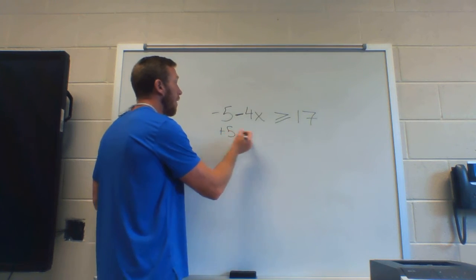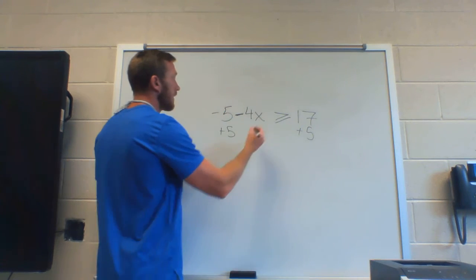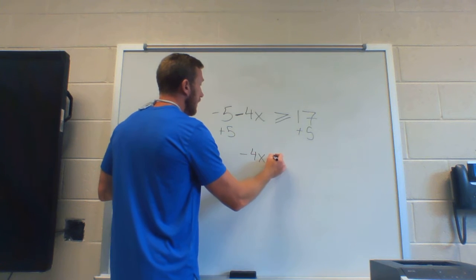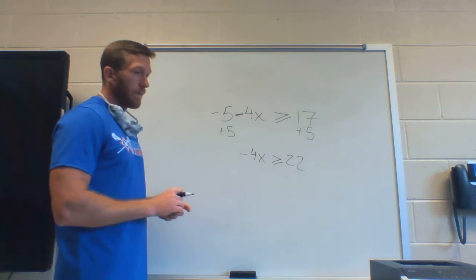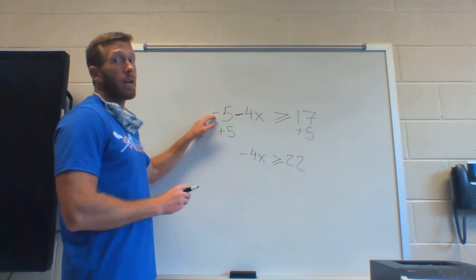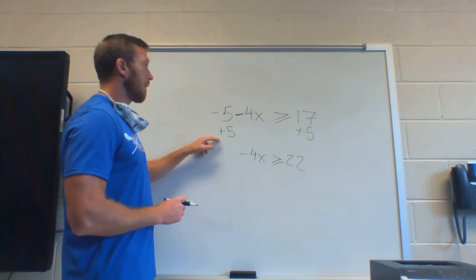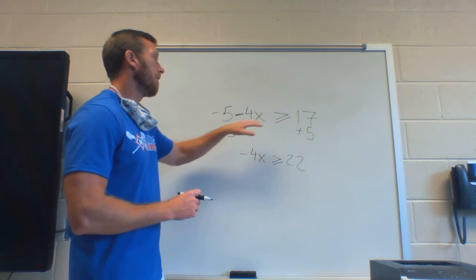So let's go through how we would solve this. Add 5 to each side. We get negative 4x is greater than or equal to 22. Why did I add 5 instead of subtracting it? Well, we already had a negative 5, so the inverse operation would be to add 5.